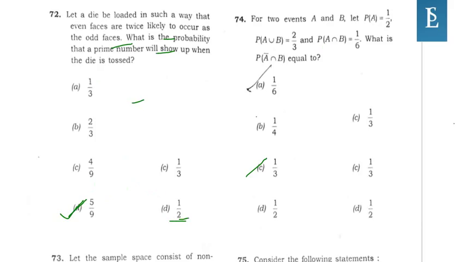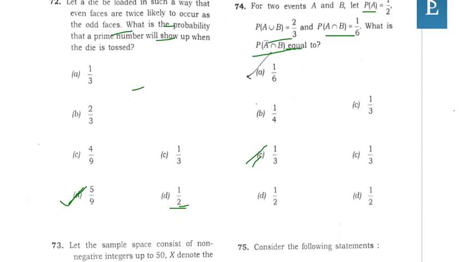For two events A and B, let P(A) = 1/2, P(A ∪ B) = 2/3 and P(A ∩ B) = 1/3. What is P(A̅ ∩ B)? It will be equal to 1/3. So you have to solve this question. This is a kind of question on sets.